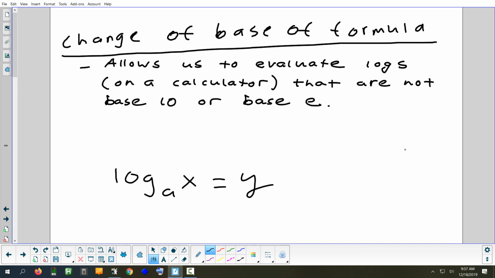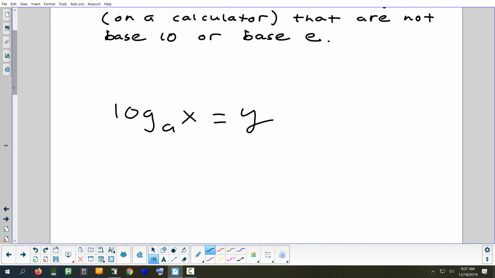All right, so basically we've got an expression, and it's starting off equal to y. The problem is a could be anything you want. We don't know what a is. If it's a 10, we're fine. If it's an e, we're fine. If it's something besides a 10 or an e, we're stuck. We don't know how to type it in.